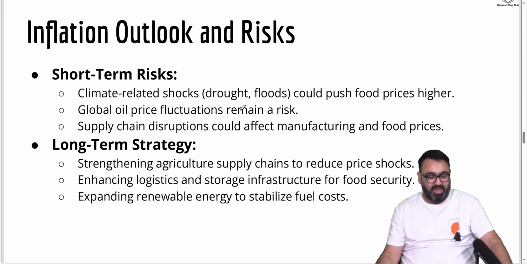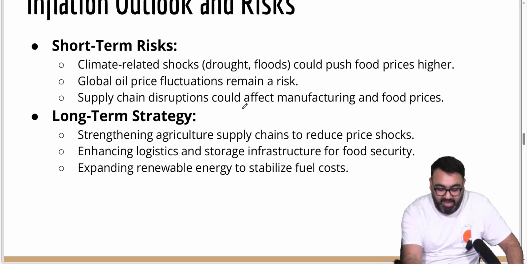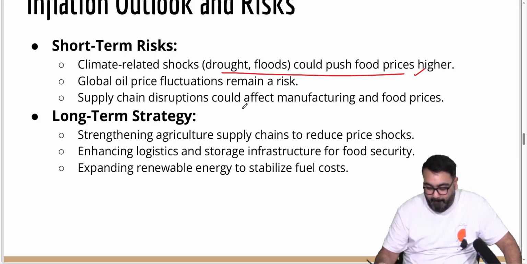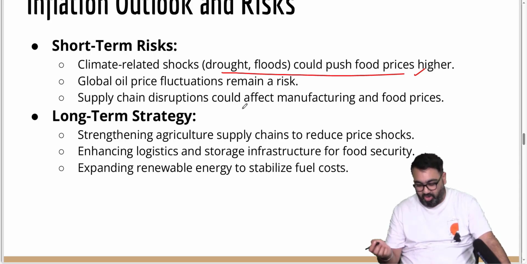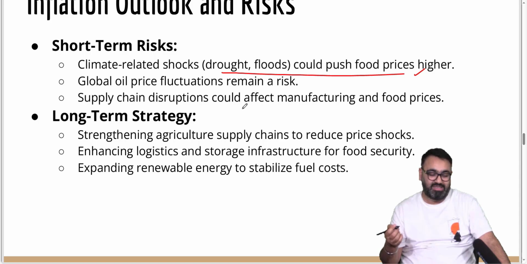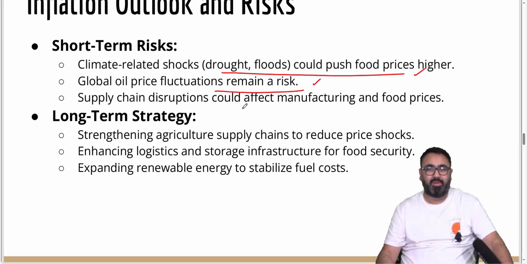The economic survey, just like other chapters, in this chapter also talks about the risks that are involved. So there are short-term risks for inflation. The biggest short-term risk is climate-related events, drought, floods, etc. You can't control them, and they can affect your food production, so that will push food prices higher. Oil, because we are still dependent on our oil supply, close to 80 to 85% of our oil comes from outside. So any fluctuations in the global market will have an impact.